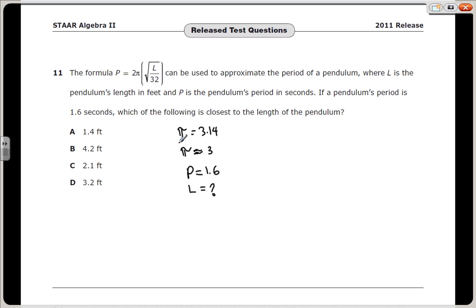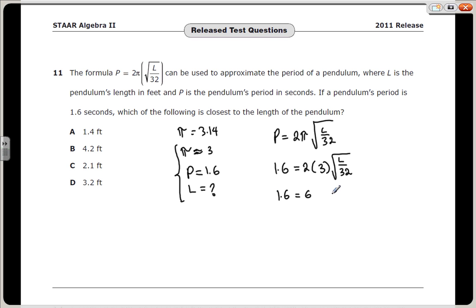Alright, so I'm going to plug these values into my equation and then try to solve for L. So I have p equals 2 pi times the square root of L over 32. For p, I'm going to put 1.6 equals 2. For pi, I'm going to use the approximate value, which is 3, times the square root of L over 32. When I get L by itself, that should be my answer, right? So I'm going to have 1.6, 2 times 3 is 6, 6 times the square root of L over 32.